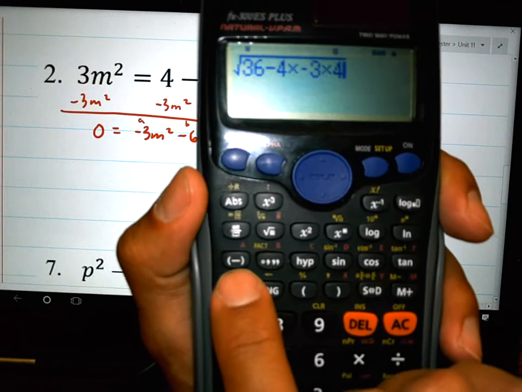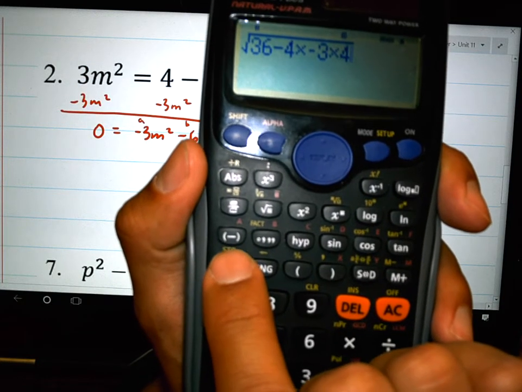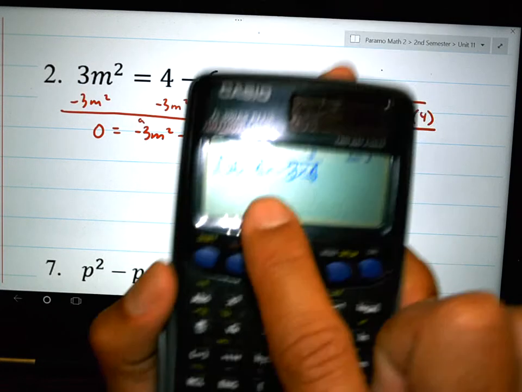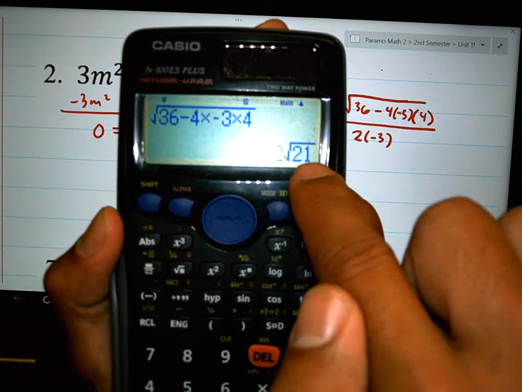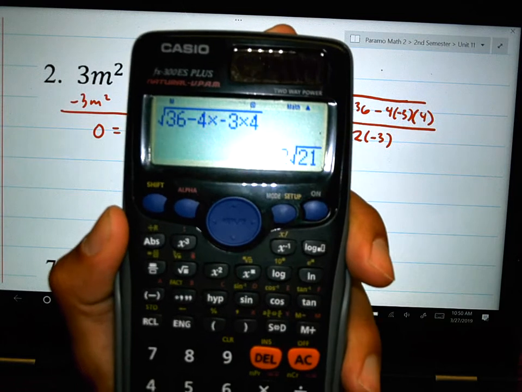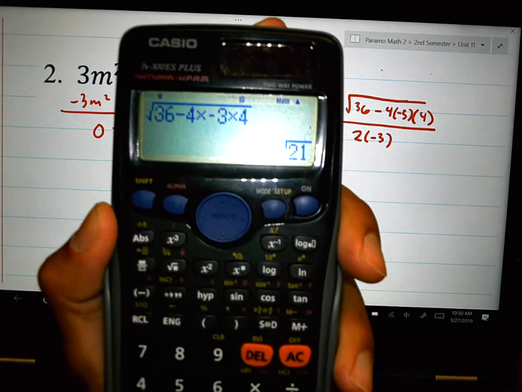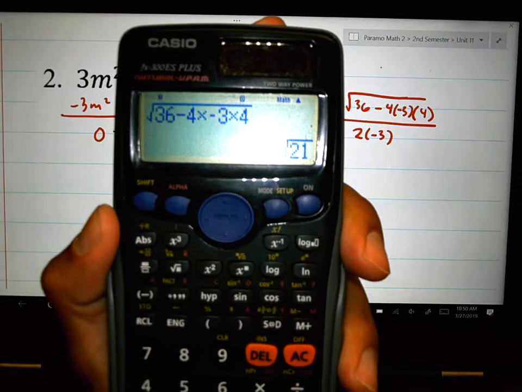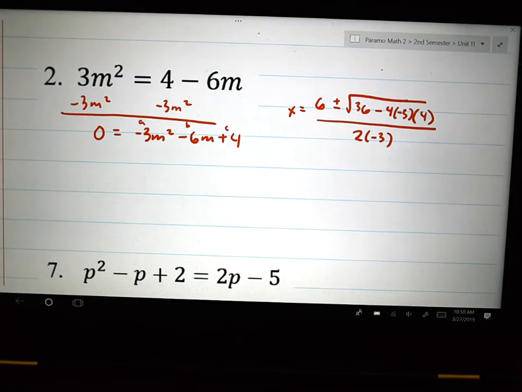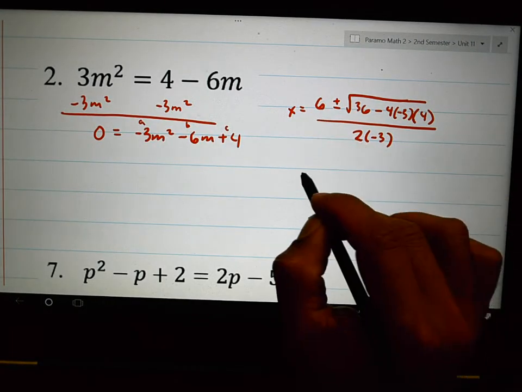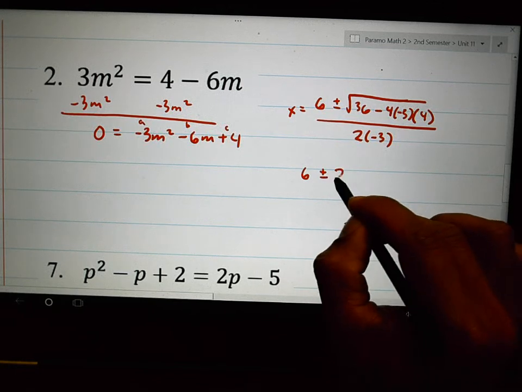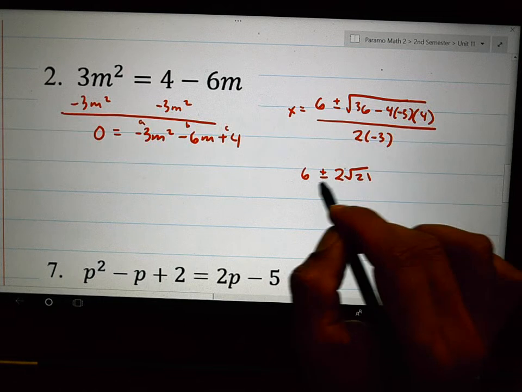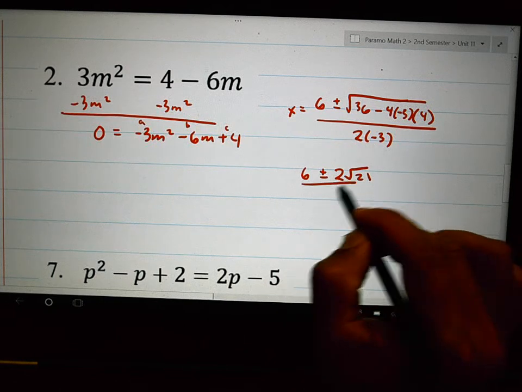When I want to use a negative button, this one in parentheses is your negative button if you want to use the negative. It will help do that. And it simplifies it for you too, which is what I love about these Casios. It's a great calculator, and they're actually quite cheap, believe it or not. For 16 bucks, they can do a lot of the math for you. So this is 6 plus or minus 2 root 21 over the negative 6.